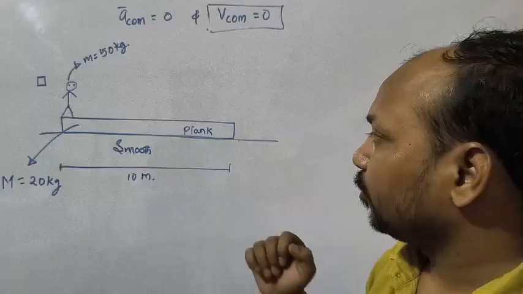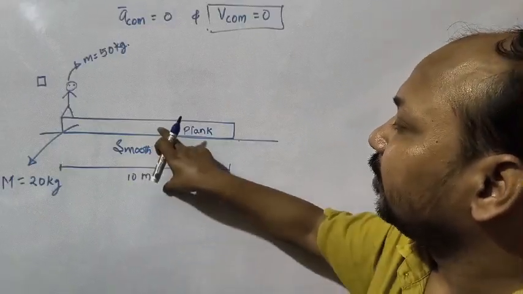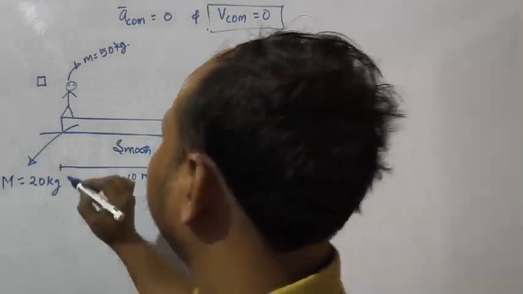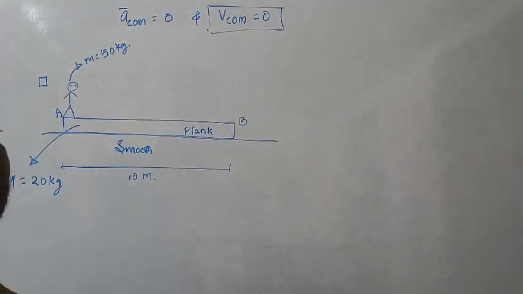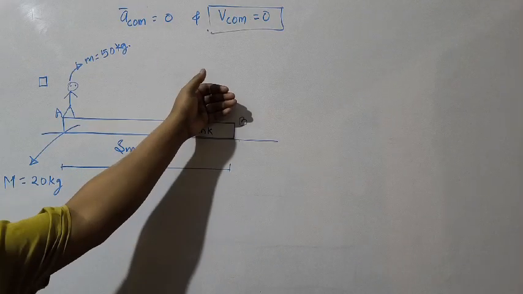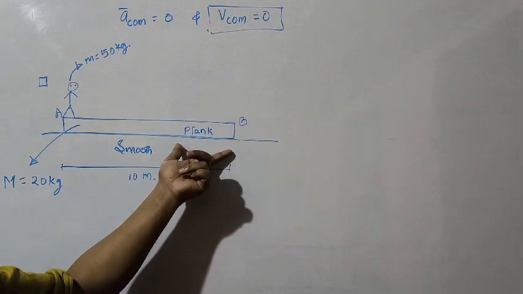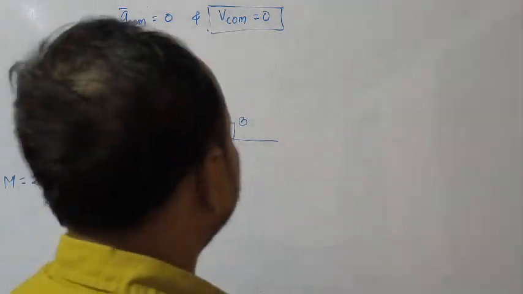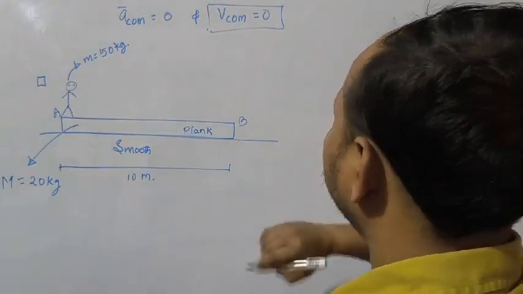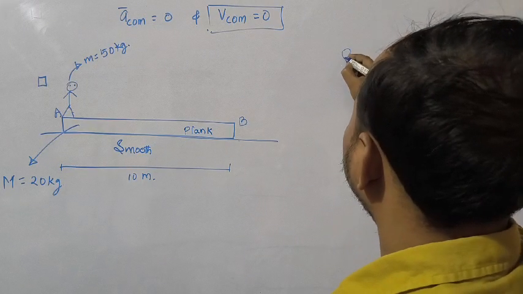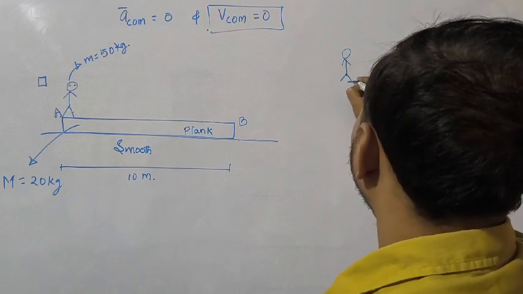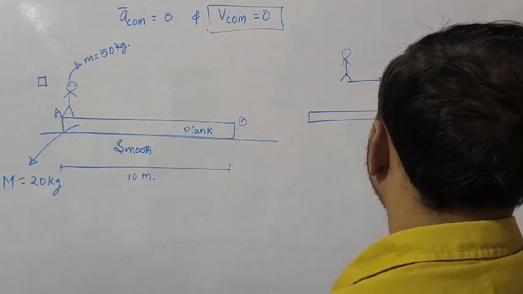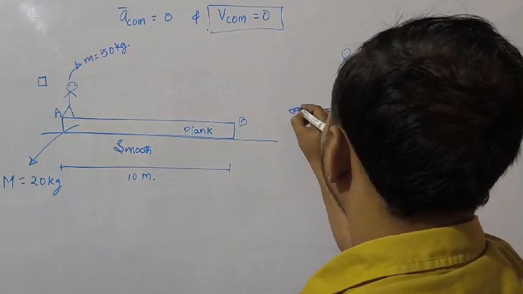So our concern is that when the man starts walking towards this end, let's say this is end B and the man is standing at end A, the plank will start moving in the backward direction. If you draw the FBD, this is the man. The friction acting on the man will be in this direction, and the friction acting on the plank will be in this direction.